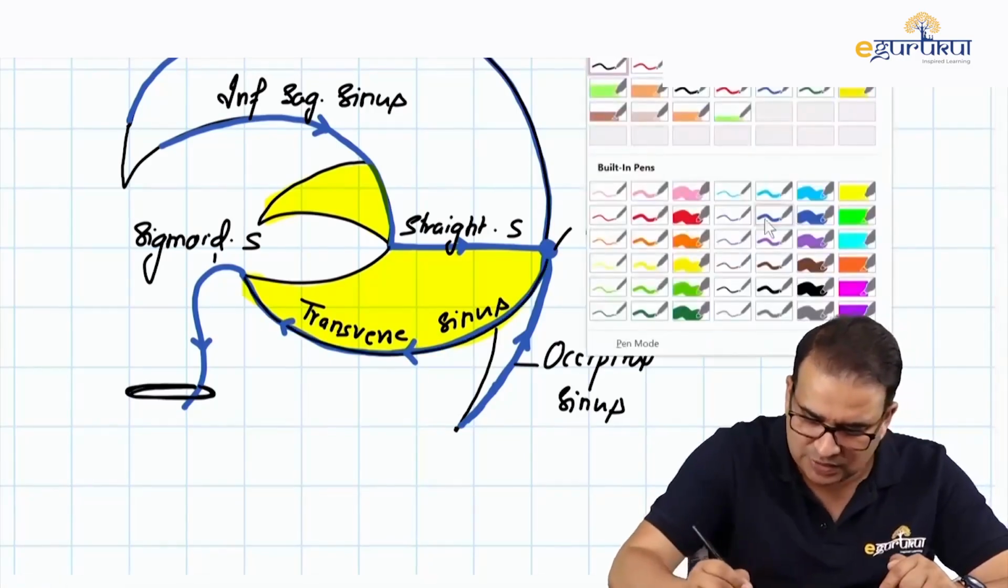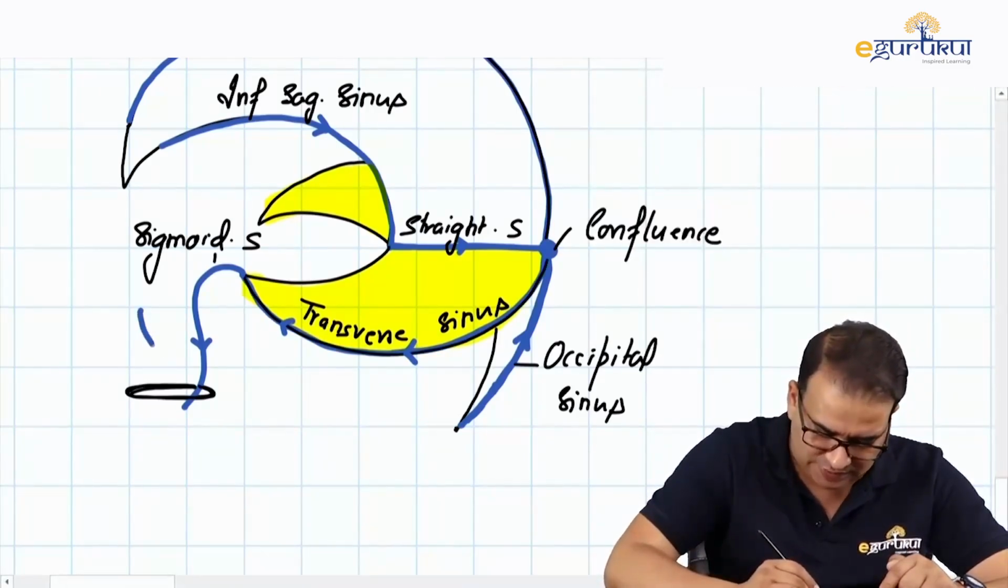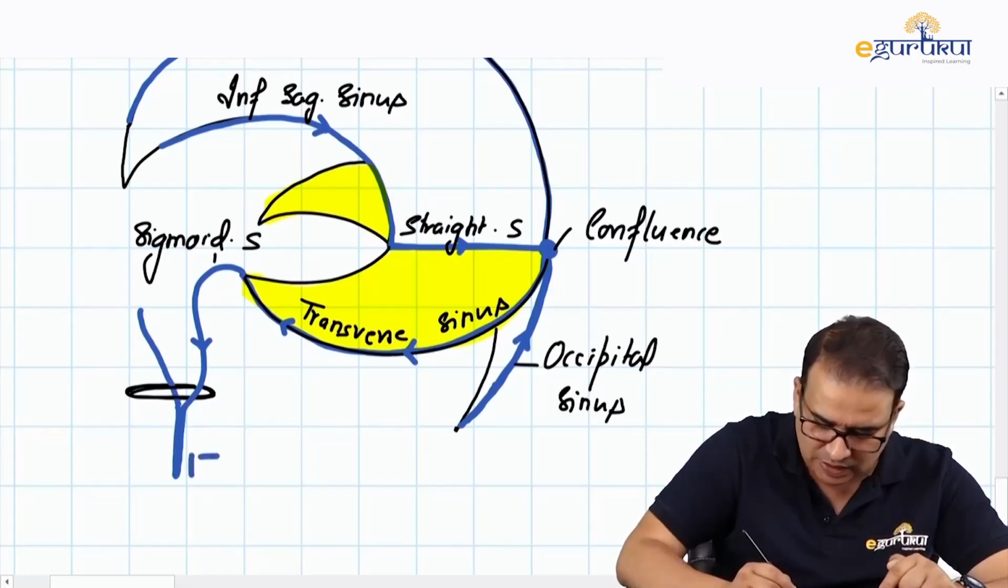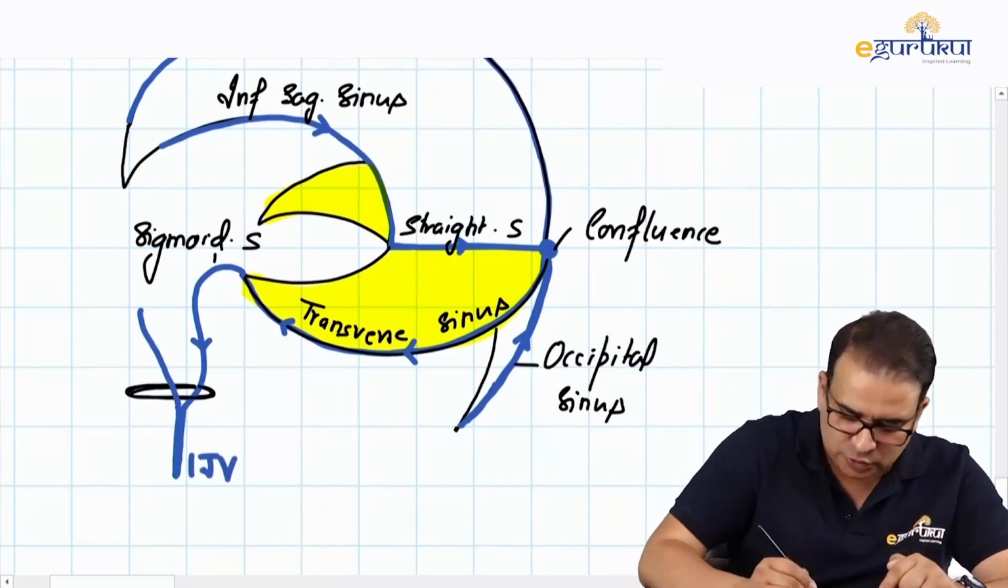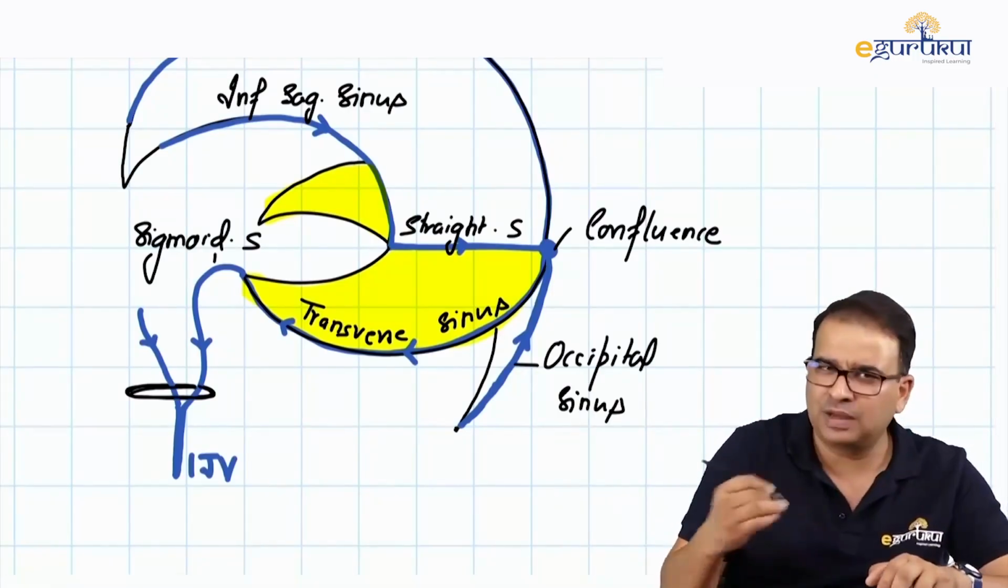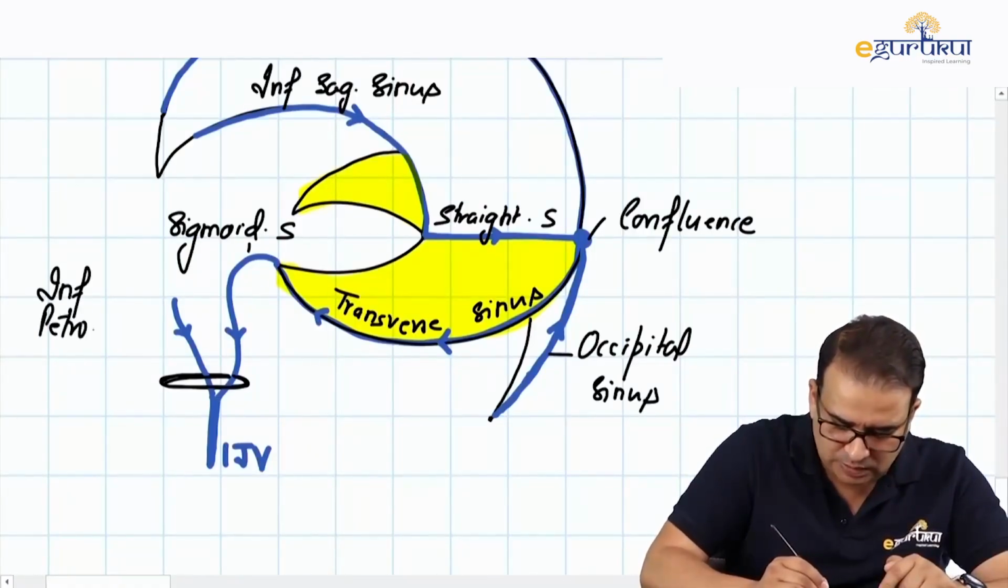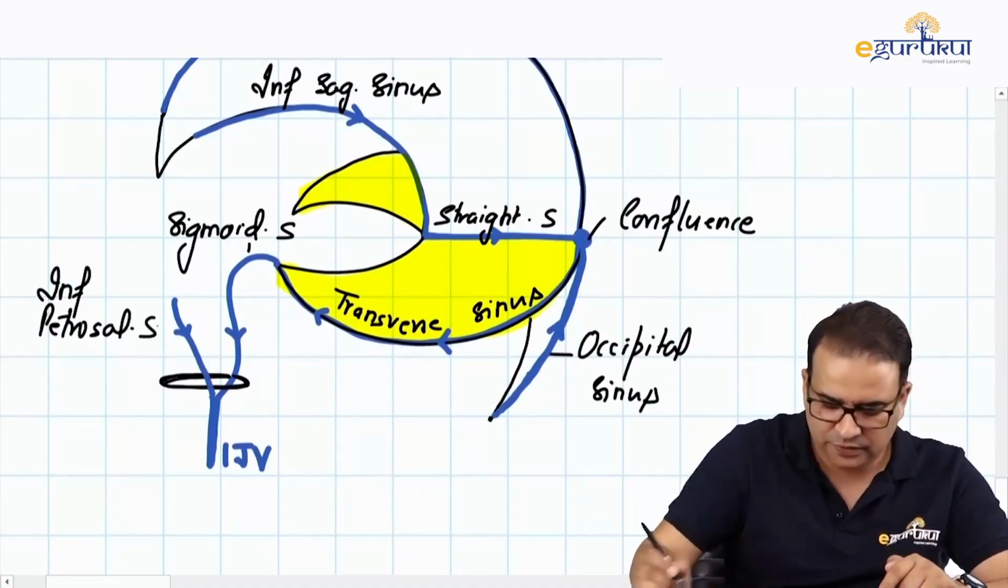And as soon as it leaves the jugular foramen, it is joined by the other sinus to form a major vein here, and that major vein is internal jugular vein. So what is this other sinus? It is coming from the cavernous. We will discuss that. It's called the inferior petrosal sinus.